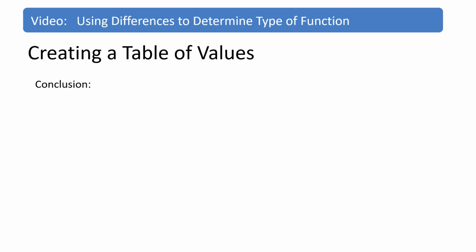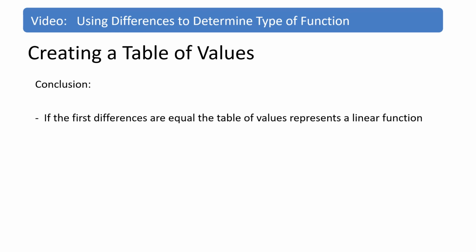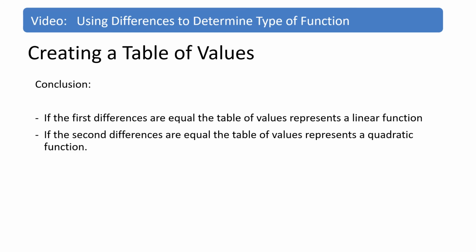So your conclusion? If the first differences are equal, the table of values represents a linear function. If the second differences are equal, the table of values represents a quadratic function. What do you think the table of values, if the third differences are equal, would represent? Oh, a cubic function. And there you go.